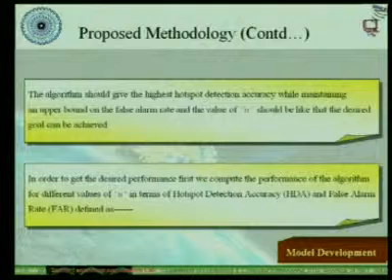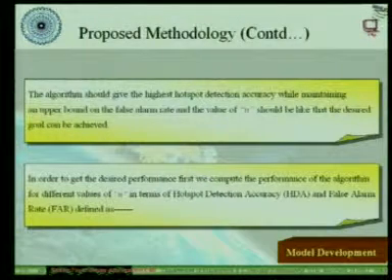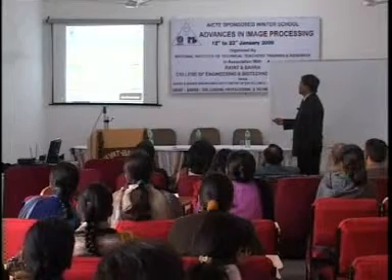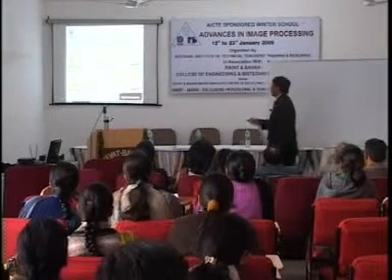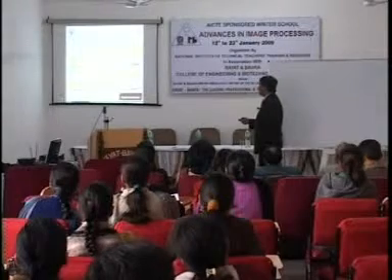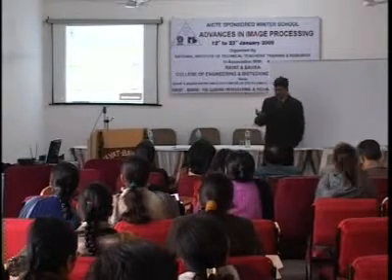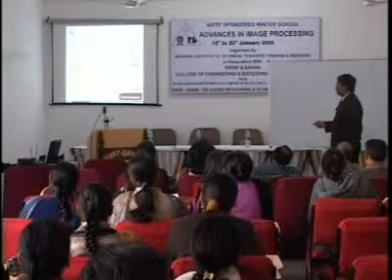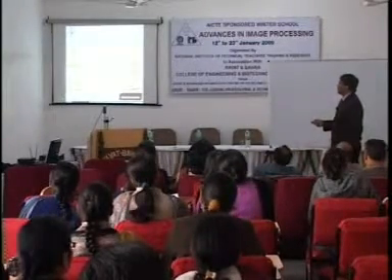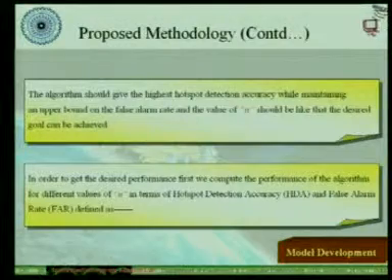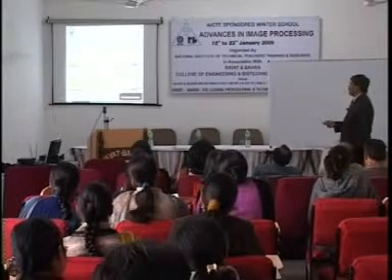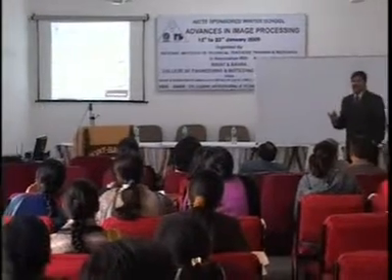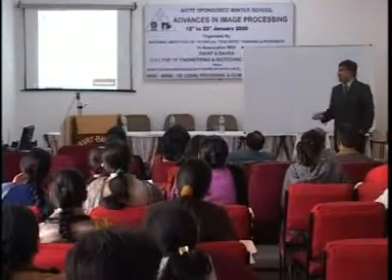So how can we decide the value of n for developing the algorithm? What we have done, we have defined 2 parameters, hotspot detection accuracy and false alarm rate. Means how many pixels are correctly coming as a hotspot with our algorithm, and among the pixels we are detecting, how many are giving a false alarm. Actually they are not a hotspot, but we are reading them as a hotspot. That is the false alarm. So next one.